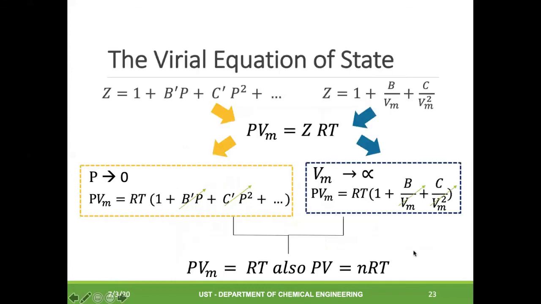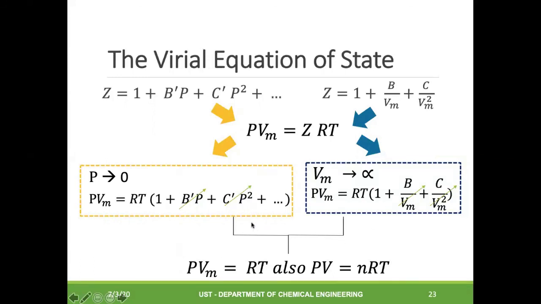Now, to summarize the virial equation of state: as p approaches 0, the virial equation gives Z equal to 1 + B'p + C'p². If we take the common factor, pVm is equal to RT, and this is the equivalent of Z. So as p approaches 0, the gas behaves ideally, so the correction terms would be cancelled out. But in terms of molar volume, as molar volume approaches infinity, the virial coefficient terms are also cancelled out.